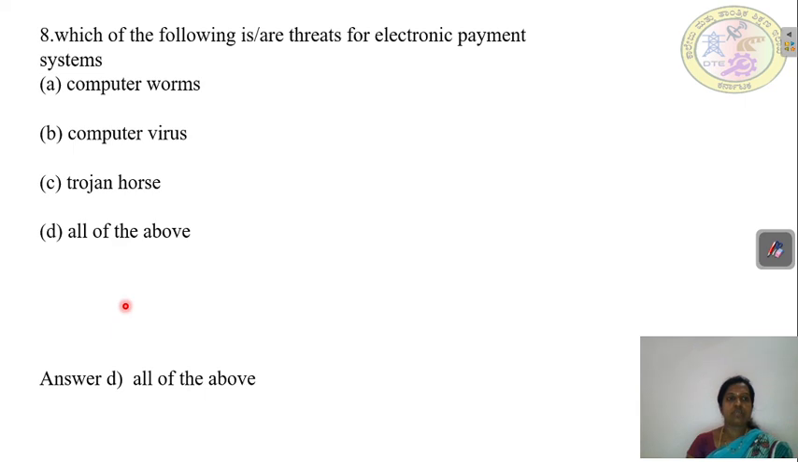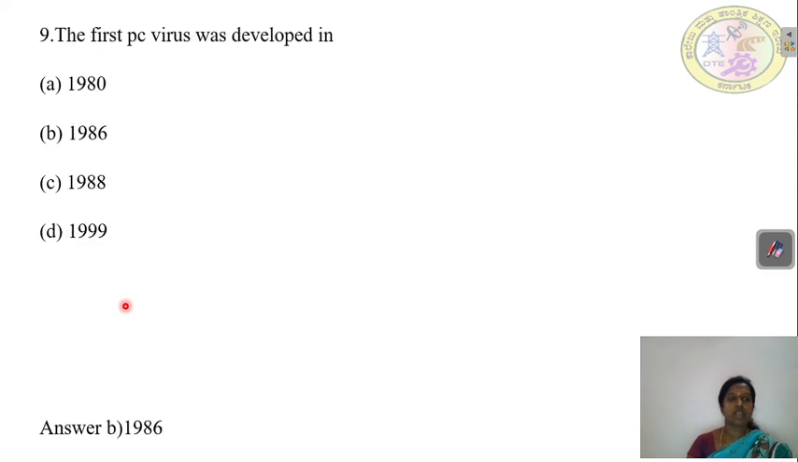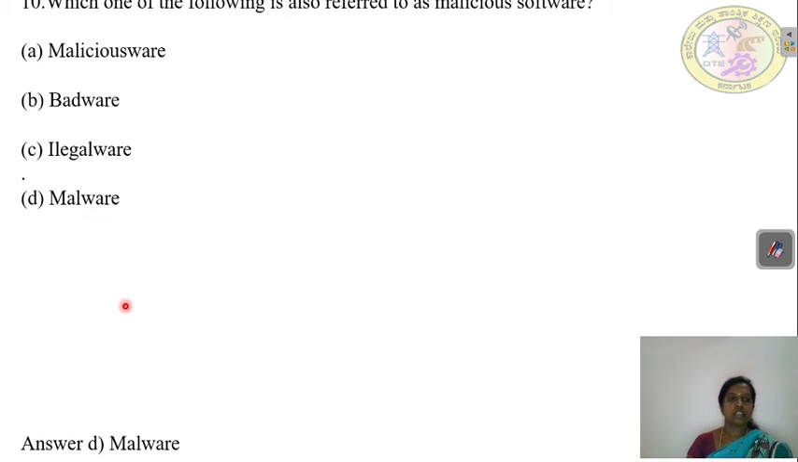Eighth question. Which of the following is a threat for electronic payment system? A, computer worms, B, computer virus, C, Trojan horse, D, all of the above. Answer D, all of the above. Ninth question. The first PC virus was developed in: options are A, 1980, B, 1986, C, 1988, D, 1999. Answer is B, 1986.